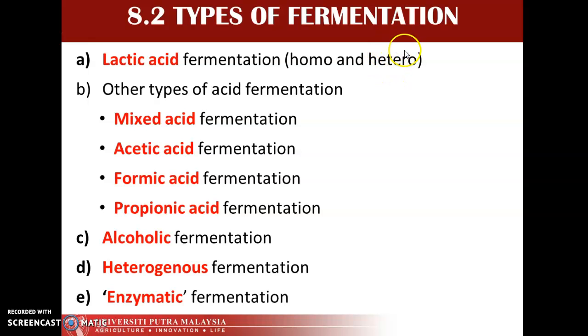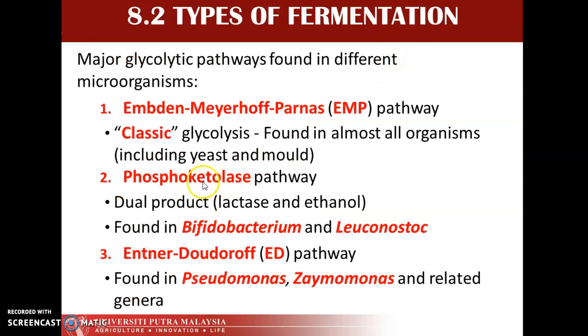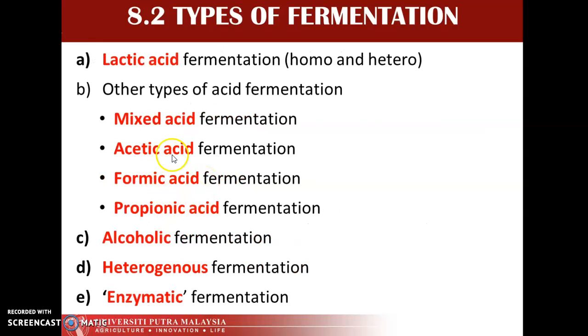Heterolactic fermentation usually uses the phosphoketolase pathway. Okay. Acetic acid fermentation means that the bacteria usually produce a large amount of acetic acid. The same for formic acid and also propionic acid. Alcoholic fermentation means that they produce alcohol. Sometimes they can also produce other kinds of products as well, but alcohol is the major product. Heterogeneous fermentation means they produce everything. They produce alcohol, acids, lactate, and succinate, which does not fall under the acids or lactic acid.